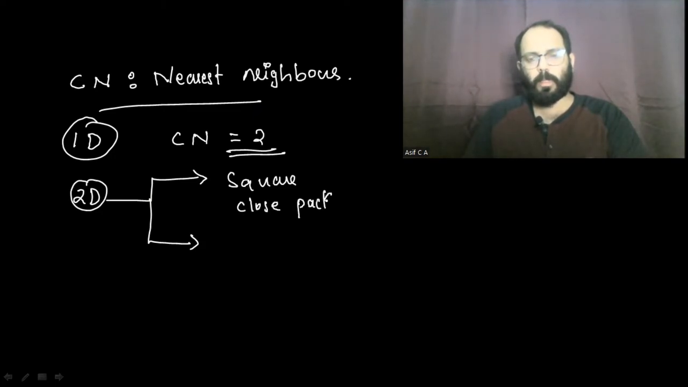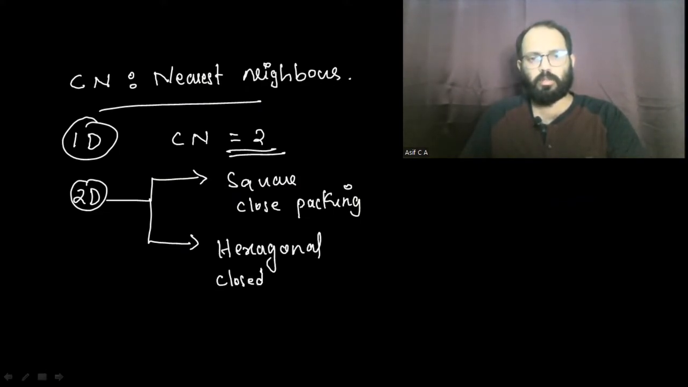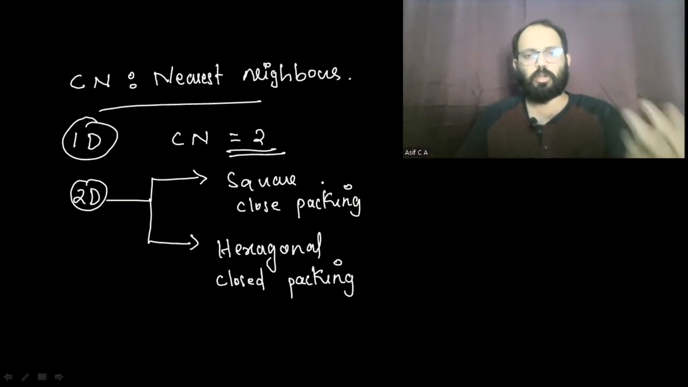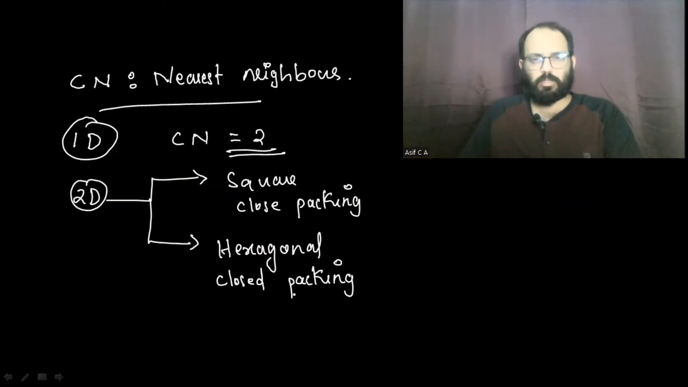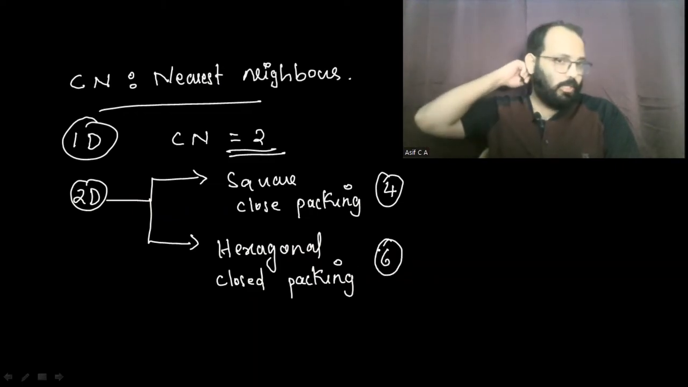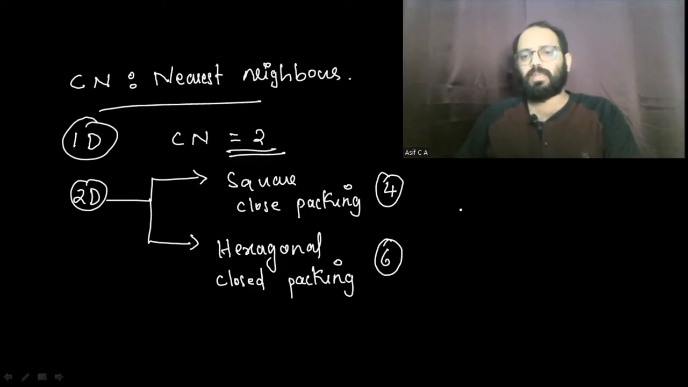Square closed packing, and hexagonal closed packing. So 2D, two dimensional closed packing: square closed packing and hexagonal closed packing. Square closed packing, coordination number 4 varum, and hexagonal coordination number 6 varum. Idu 2D da. Now we are making 3D closed packing.